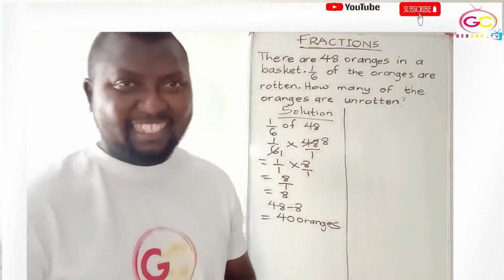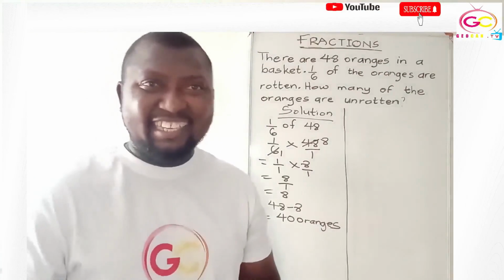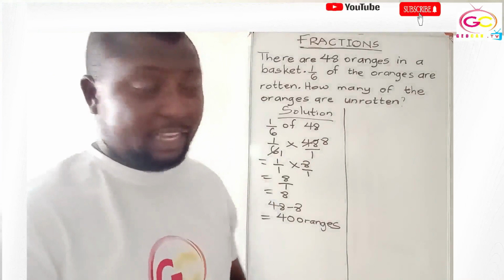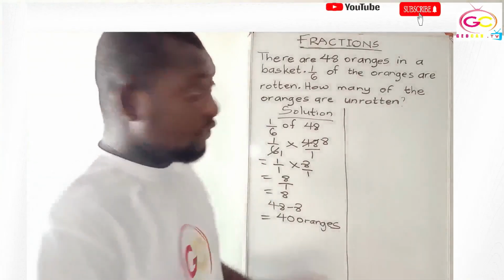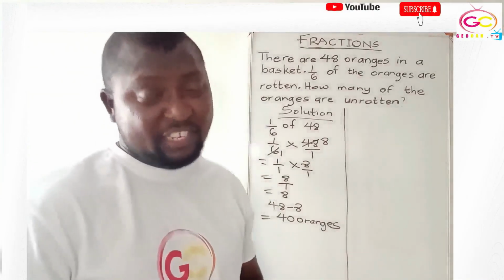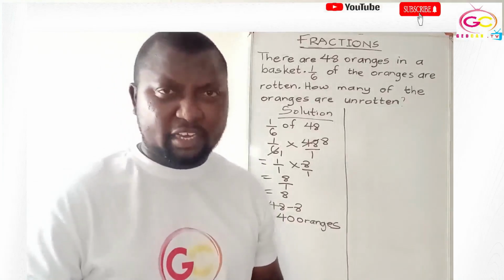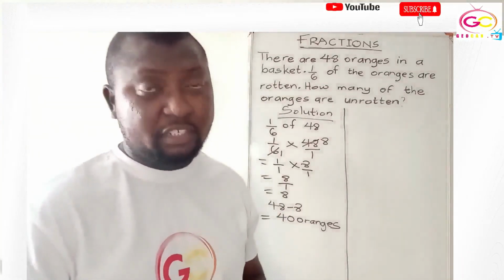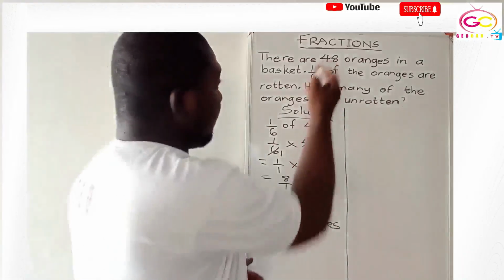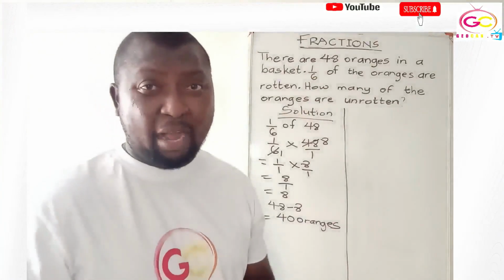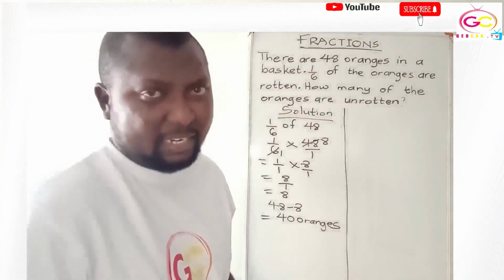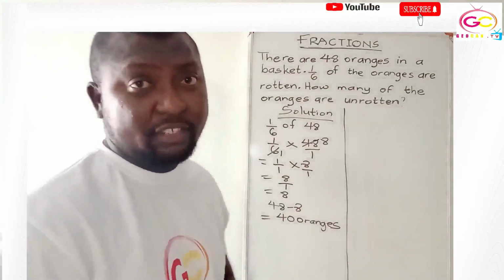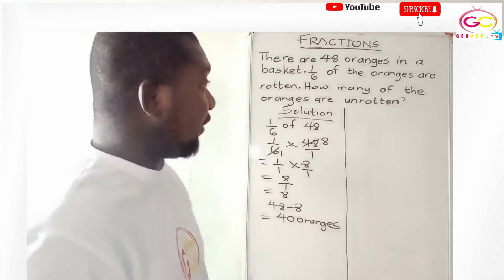Welcome back. Yes, we are solving fractions here. We've used the first method in solving this question, and we are going to use the second method. This is what we are going to do. We are going to find the fraction of unrotten oranges, and if you are able to do that, we just multiply it with the total number of oranges in the basket, and that will give us the actual number of unrotten oranges. This is easy as ABCD.